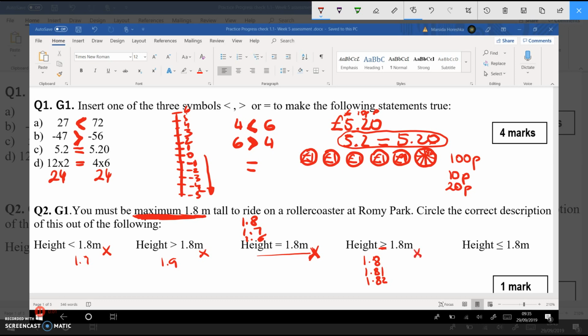Looking at the last option, we've got height being smaller than or equal to 1.8 meters. So it can be equal to 1.8, which is good. It can be smaller than as well. So it can be 1.7, 1.6, can be 1.72, can be 1.68. So that looks like it meets all of the criteria in there. So that's the correct option.